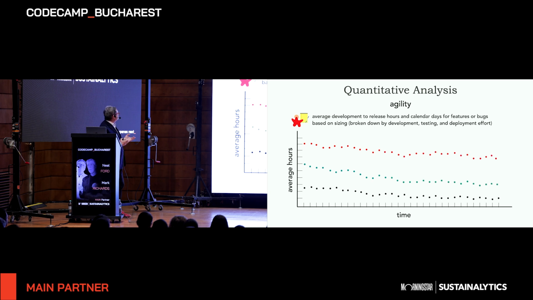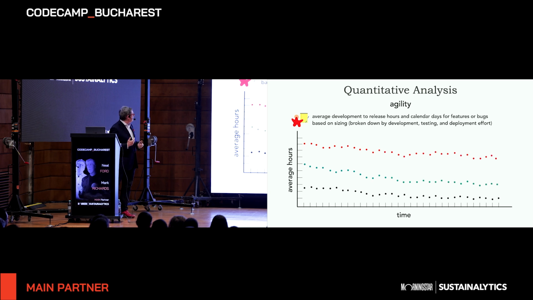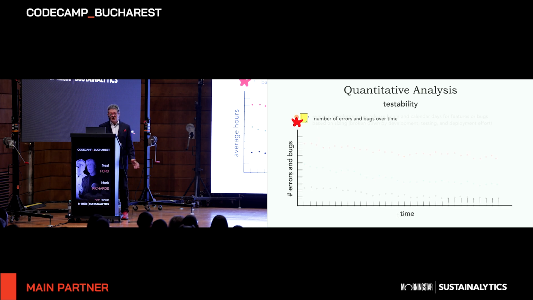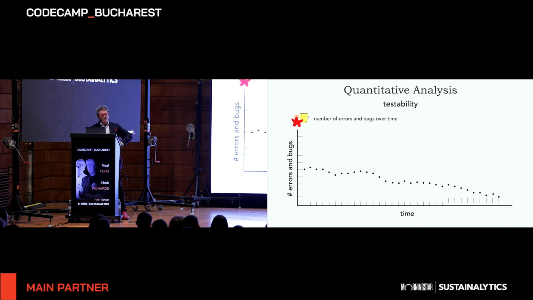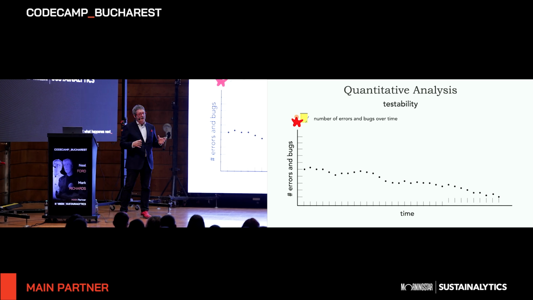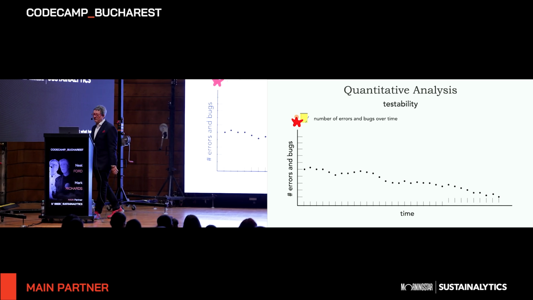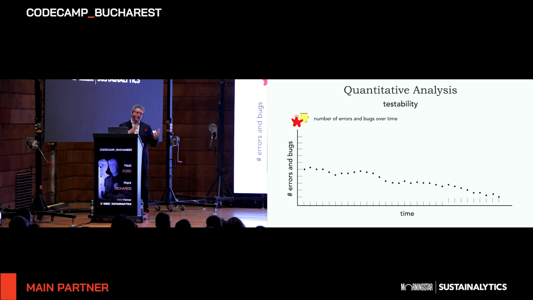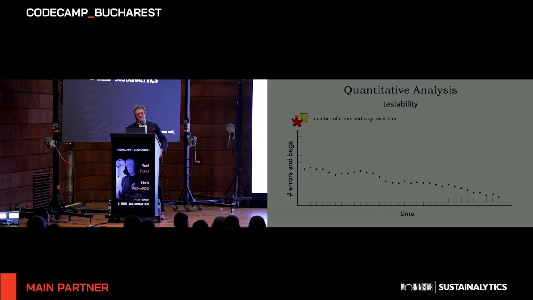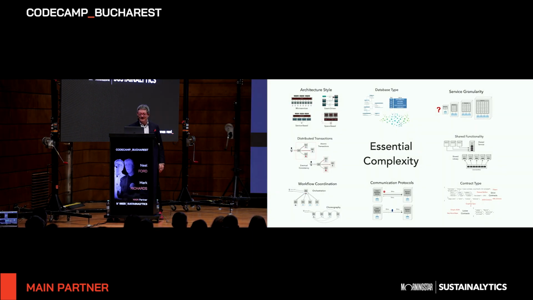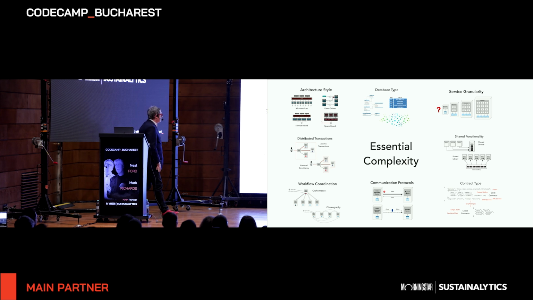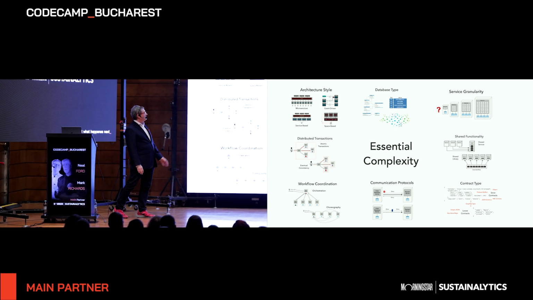Measure things like agility. So how quickly can we release things? How efficient is our releases? How maintainable is our code base? How is our testability? Are our numbers of bugs going up or down over time? These are all things that you can measure and determine from your architecture, and in fact use it to build more onto your architecture over time and get a handle on the essential complexity in your architecture.